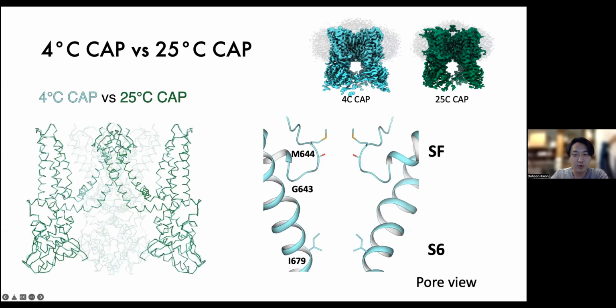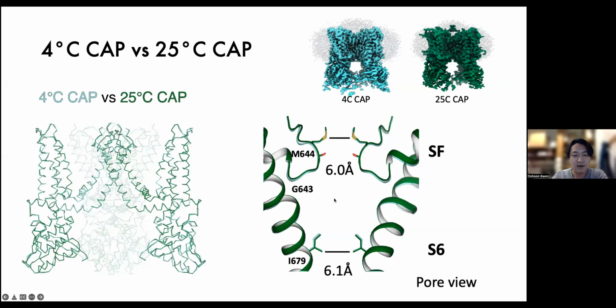And this is the focused view of the 4 degree capsaicin-bound structure, selectivity filter, and S6 gate. This green one is the 25 degree capsaicin-bound structure. The distance is almost identical. The selectivity filter is 6.0 angstrom and the S6 gate is 6.1 angstrom. Also, we cannot find any conformational change between these two. So that means that even at 25 degrees, capsaicin cannot activate TRPV1 in this condition, the same as heat.